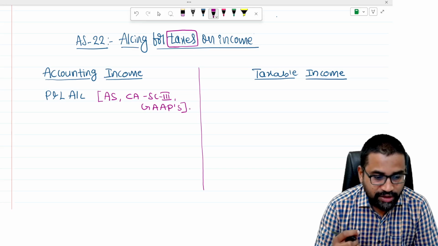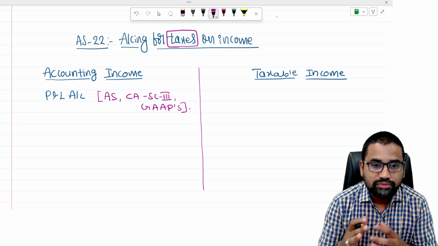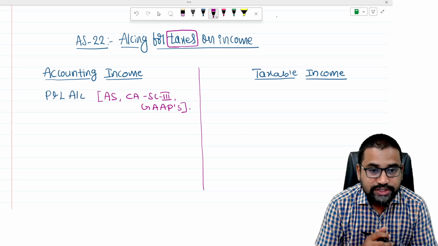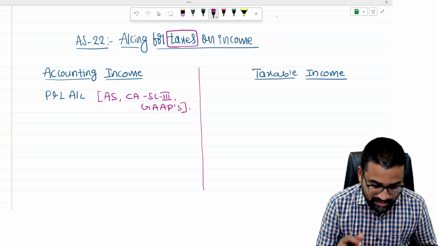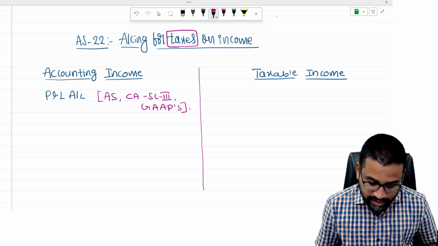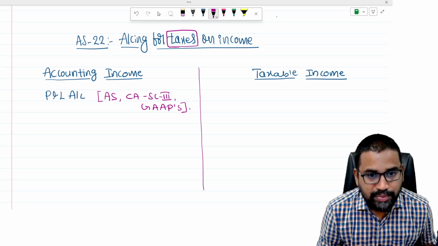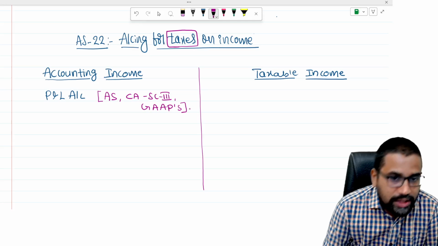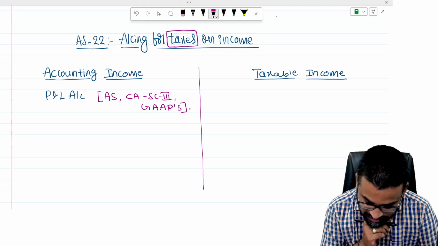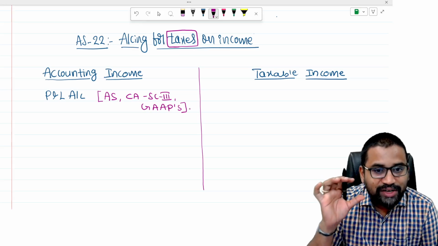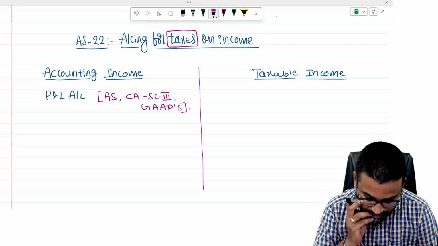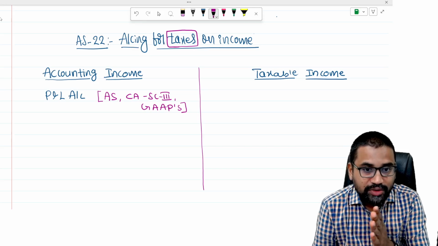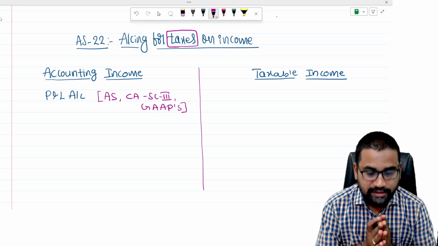We know that every year we maintain books of accounts. Based on those books of accounts we will prepare financial statements. We consider accounting standards, the provisions of the Companies Act, and generally accepted accounting principles. By considering all these things, we prepare the P&L account, and we arrive at one net profit. Okay. So this is accounting income, the P&L account that we prepare.